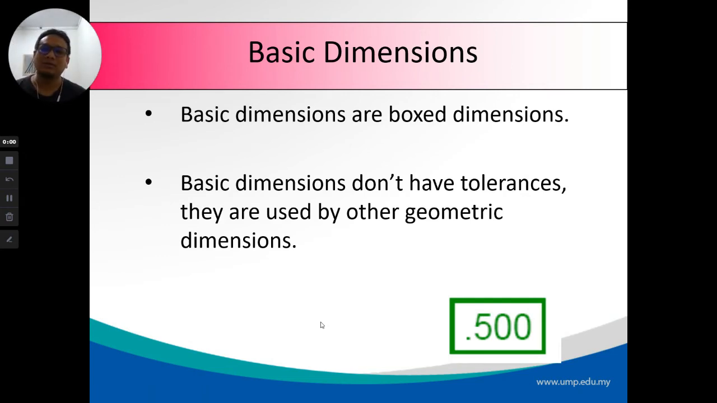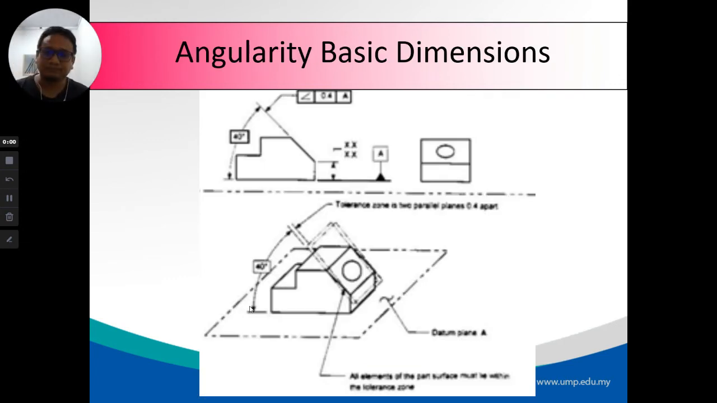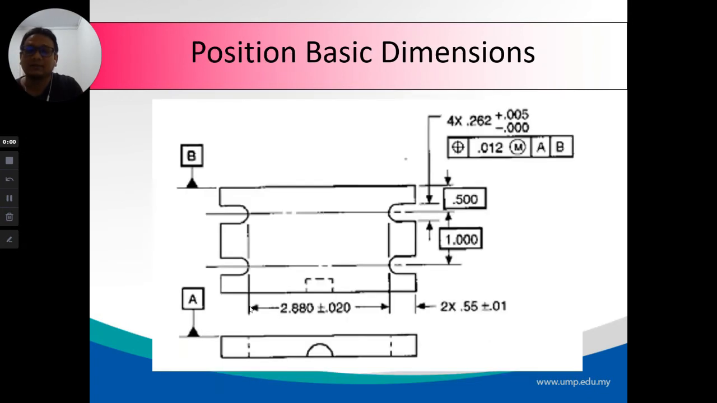So, a basic dimension is a dimension that is boxed. For example, at the bottom here, you can see it's 0.500. The basic dimension doesn't have a tolerance. It is used by other geometric dimensions. Next, angular basic dimension. Does an angular basic dimension, for example at a 40 degree angle, have a tolerance?